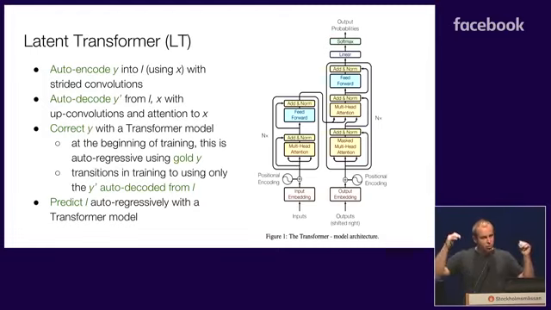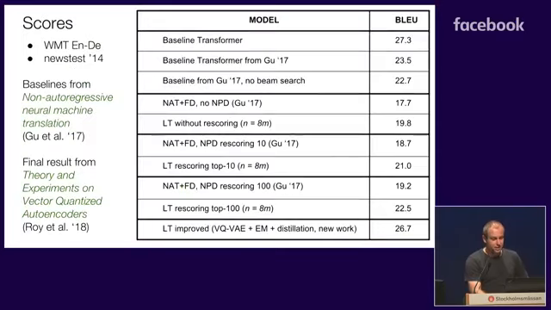So there is this autoregressive pre-training and then replacing of the gold part with the auto-decoded targets. And finally, we predict the latents with another autoregressive model, which is again a transformer. So there are two transformer models in the latent transformer.